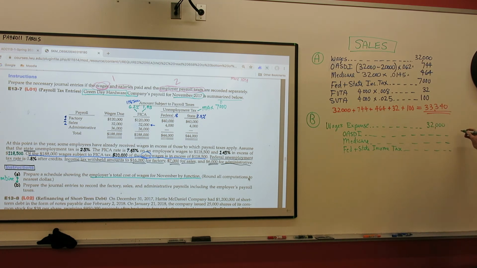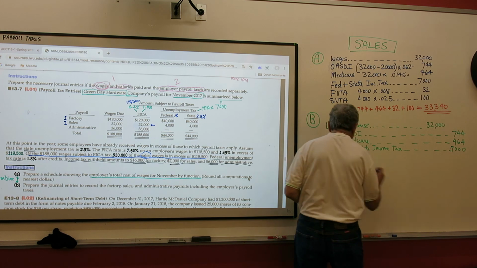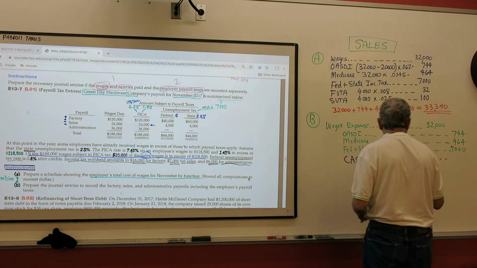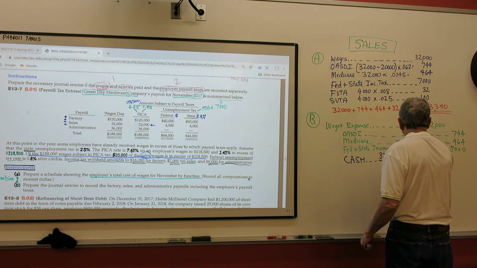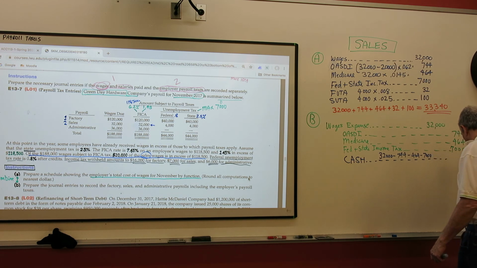And the OASDI again is 744. Medicare is 464. Fed state income tax is 7,000. And then you have to take these and subtract them. And you remember again, we're going to say this is how much you get to take home, your take home pay, cash. And that's basically going to be the $32,000 minus these three, 744, minus 464, minus 7,000, and I think that is going to be 23,792.